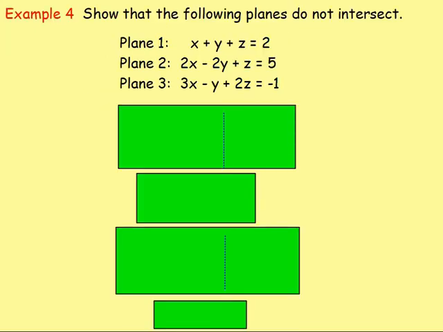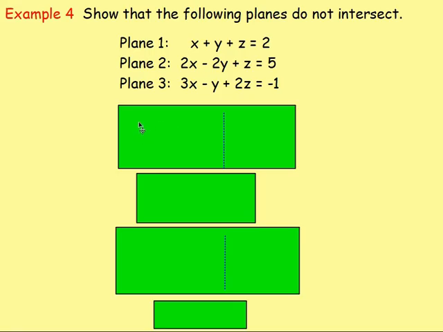Example 4, show that the following planes do not intersect. So once again, you've got 3 planes. Plane 1, x add y add z equals 2. Plane 2, 2x take away 2y plus z equals 5. And plane 3, 3x take away y plus 2z equals negative 1.